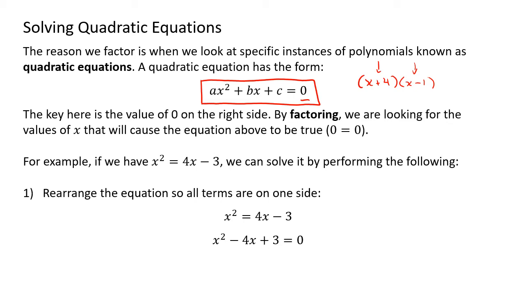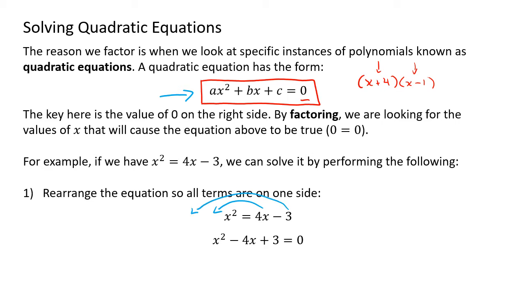So if we have an expression, let's say, x squared is equal to 4x minus 3, we can do the following steps to solve it. So the first step, remember, we want it to look like this. And in order to do that, all the terms have to be on one side. So the first item we have to do is take this expression and move both terms, the 4x and the negative 3, to the other side.